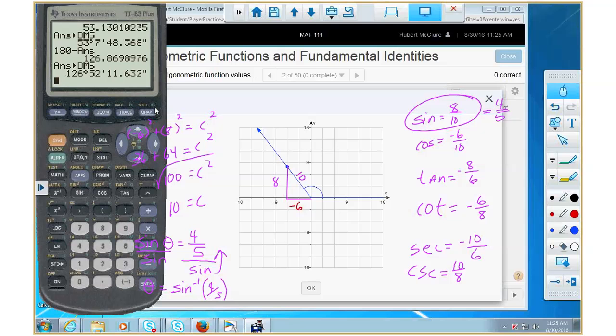So in the real world, if you were to turn this angle, whether it be a horizontal angle or a vertical angle, it would be 126 degrees, 52 minutes, 11 seconds. And you would never turn 126.87. That doesn't even register to a lot of engineers and surveyors. Okay? So that's how you do that type of question.